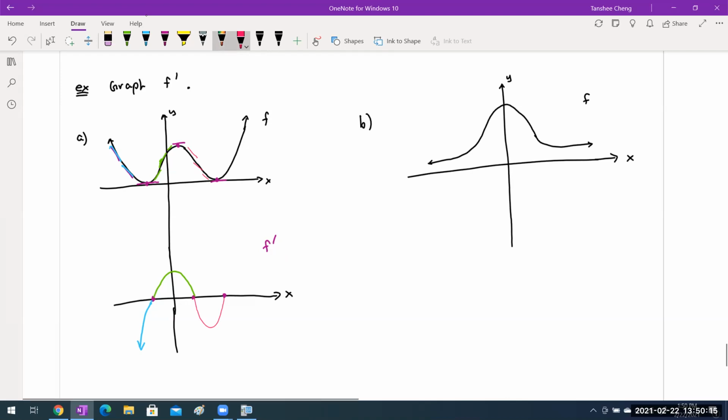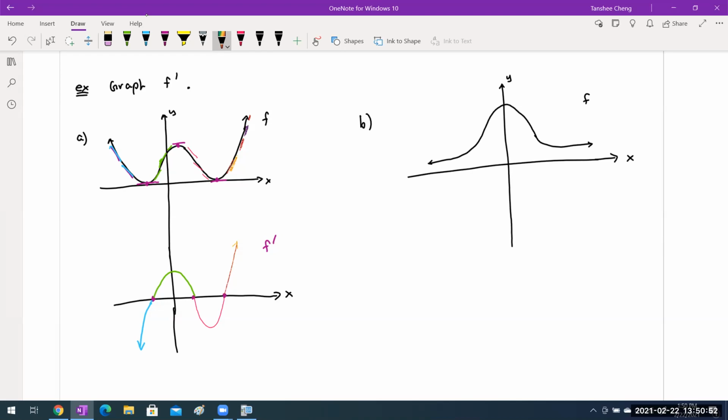And finally, if we look at this part right here, the last portion is basically what? Going a positive slope right there. So this is basically what a positive slope means. F prime values are positive, so that's above the x-axis, and then it's going to be going like this. So this is basically the f prime graph obtained from this f function, the graph of f. Right? So this is a much easier case.